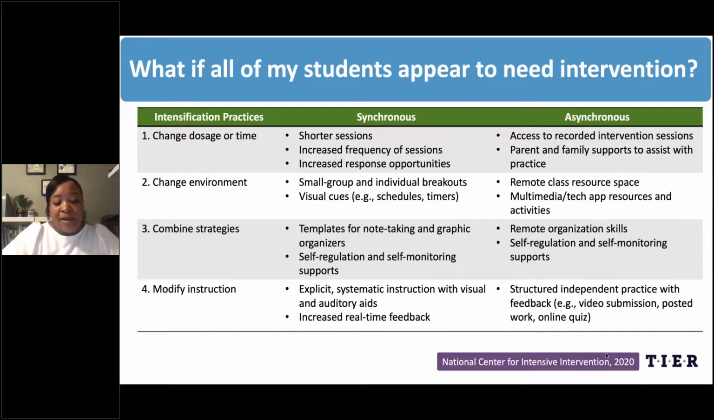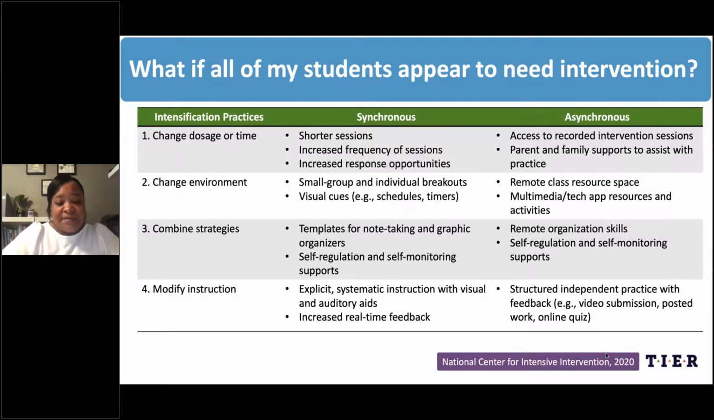When combining cognitive processing strategies with academic learning, synchronous intervention includes using templates for note-taking and graphic organizers, or the use of self-regulation and self-monitoring supports. Combining strategies with asynchronous intervention may include remote organization skills, and also self-regulation and self-monitoring supports.